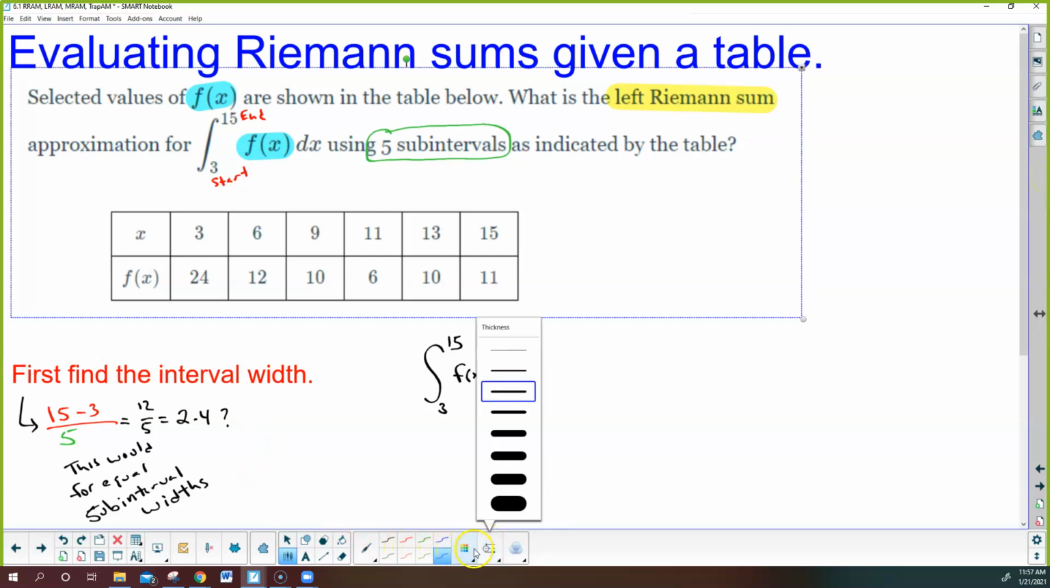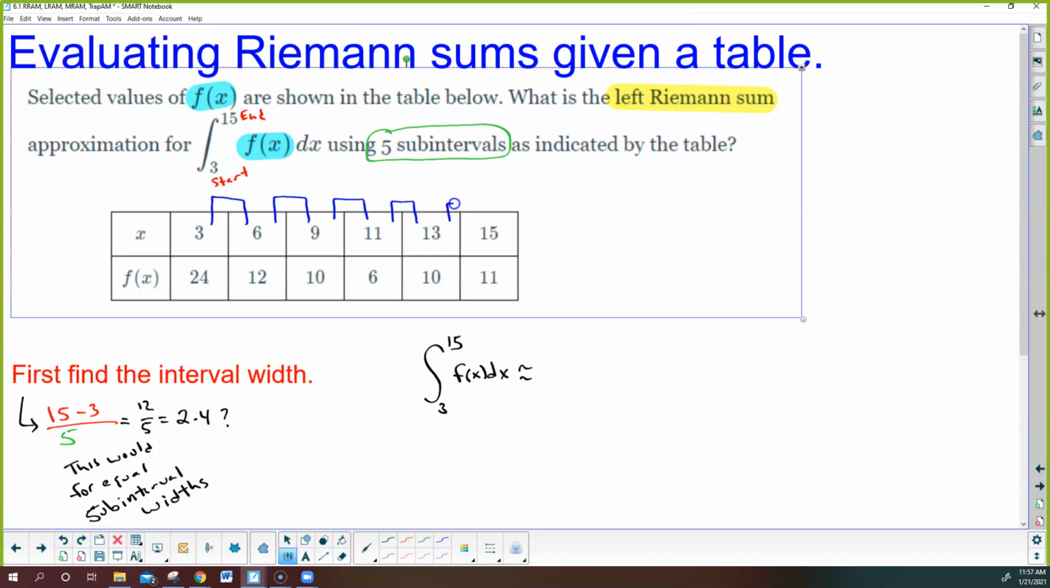So hopefully you drew your table. And let's draw the rectangles that would be between these. So what would I have? I'd have a rectangle here between 3 and 6. I would have a rectangle between 6 and 9, 9 and 11, 11 and 13, 13 and 15. And how many rectangles do I have? 1, 2, 3, 4, 5. Those are my 5 rectangles.